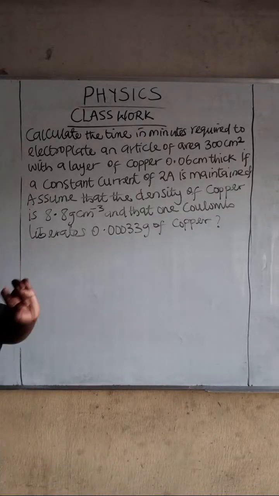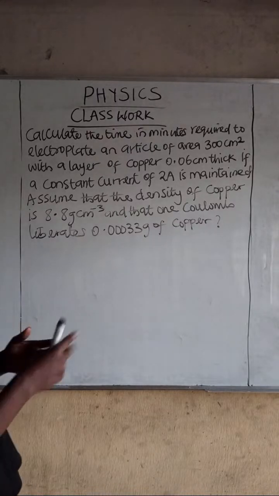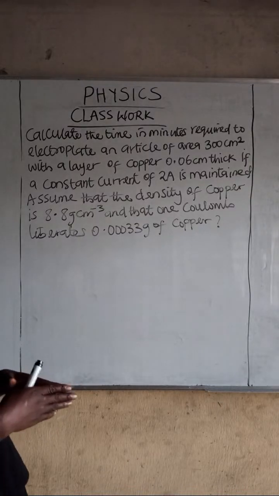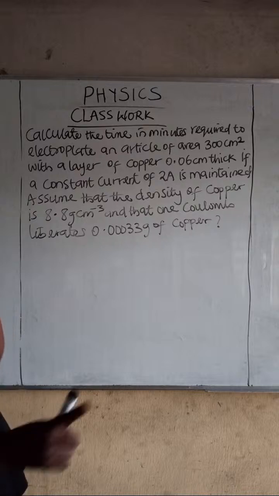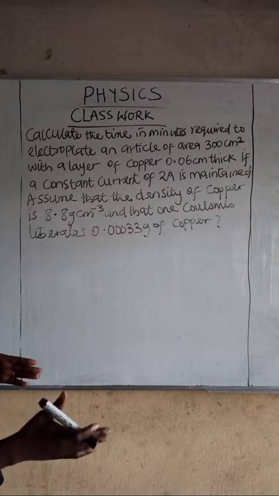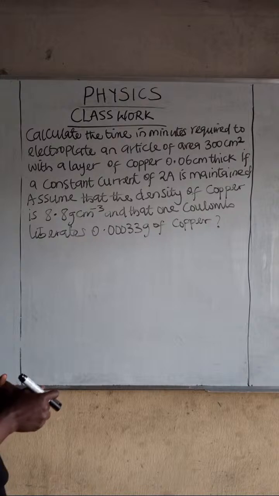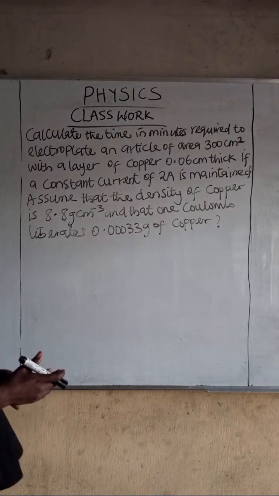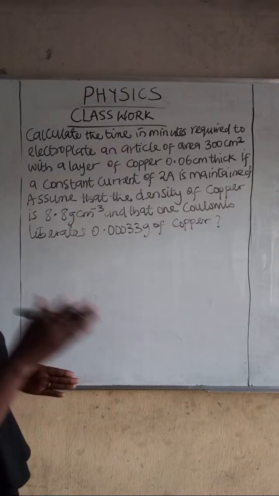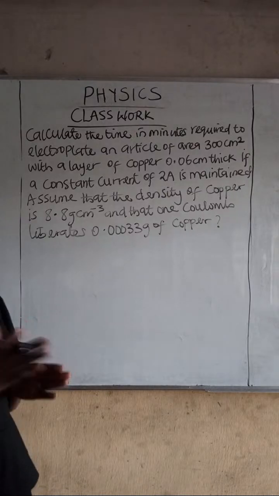Calculate the time in minutes required to electroplate an article of area 300 centimeters square with a layer of copper 0.06 centimeter thick. That should be the thickness, okay? If a constant current of 2 amperes is maintained, assume that the density of copper is 8.8 grams per centimeter cube, and that one coulomb liberates 0.00033 grams of copper.